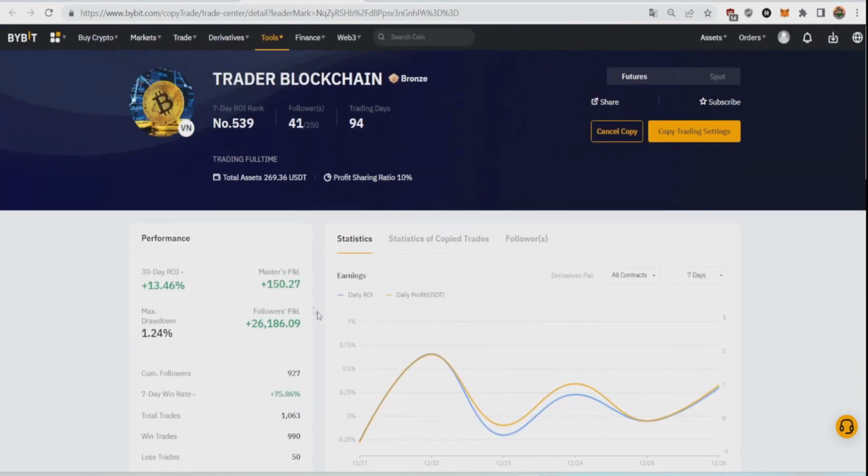So after you find your copy trading master or choose this one, you can always PM me on Twitter or Telegram. Hey Doc, do you think this one is a good one? And I will just give you my opinion. You just go to the top and you click on copy trade. It says copy trading settings for me, but it will say copy trade for you. So just click on it.